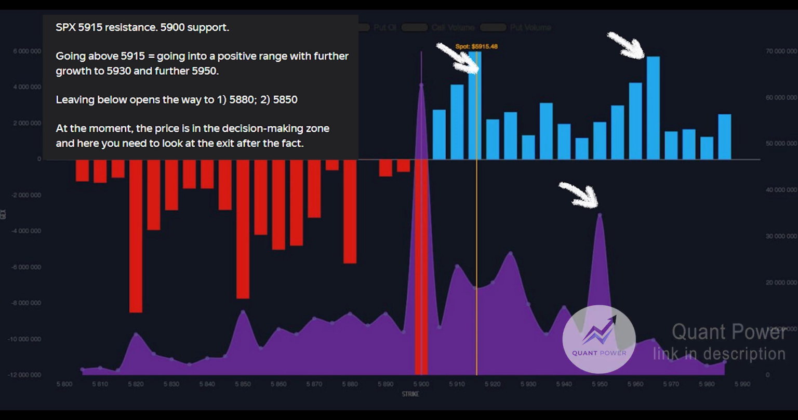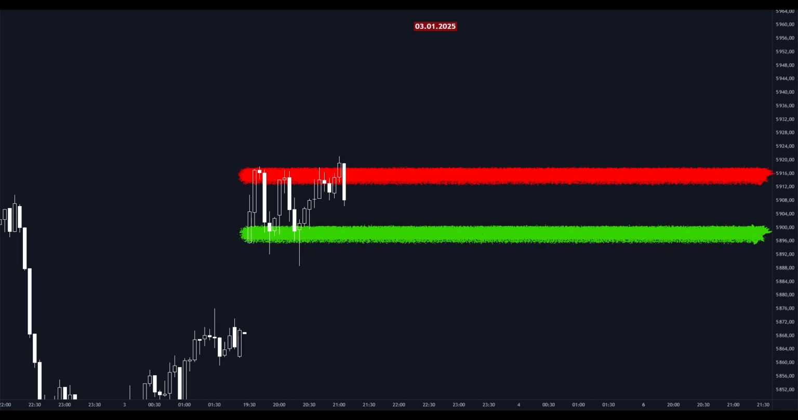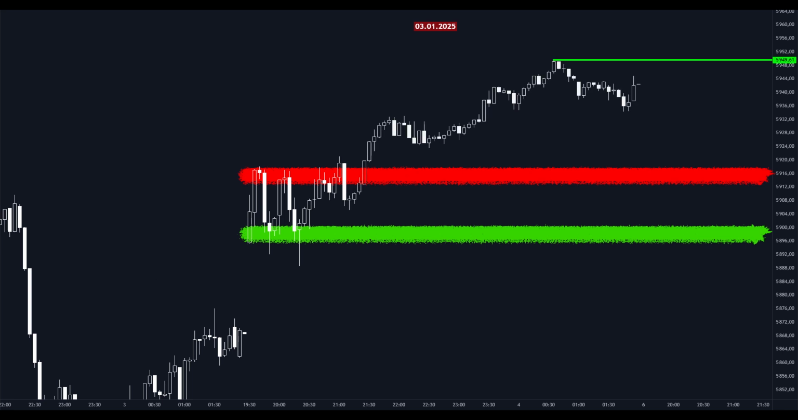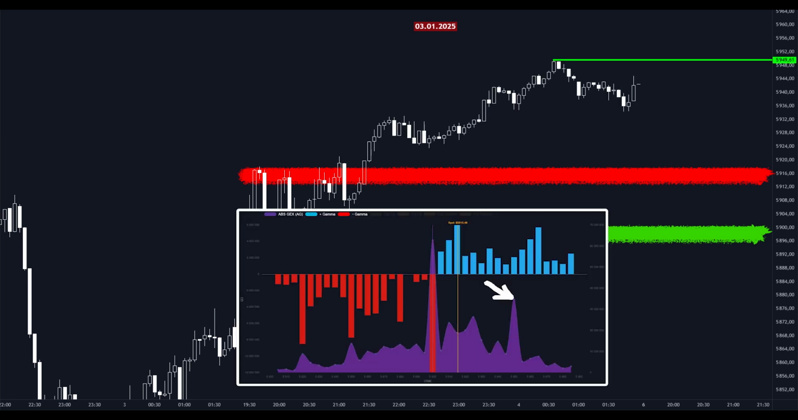and here you need to look at the exit after the fact. If we look at the SPX chart, we can see that the day started with growth. Further, the price traded for 2 hours between these support and resistance levels, but when the resistance broke, the price reached the 5,950 level during the day, and the day closed not far from this mark.